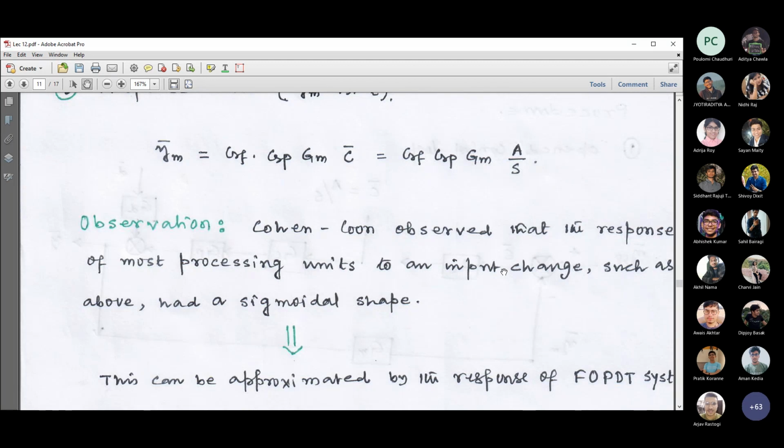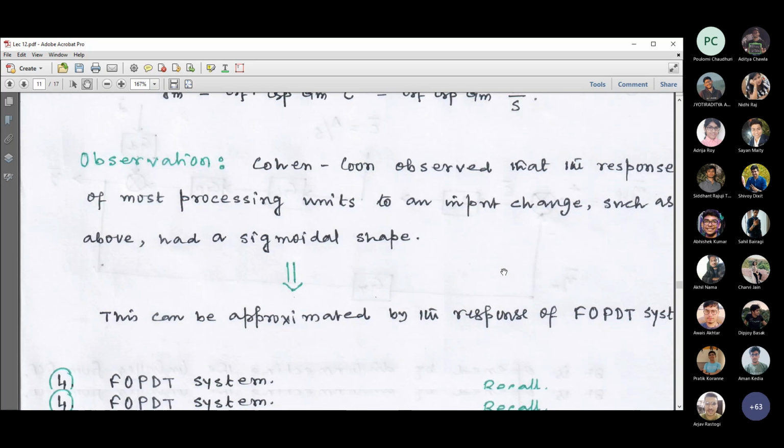I repeat, if we introduce a step change in C, most of the chemical processes show the response of a first order plus dead time system. It is nothing but the sigmoidal shape. If this is the case, how can we represent it mathematically?